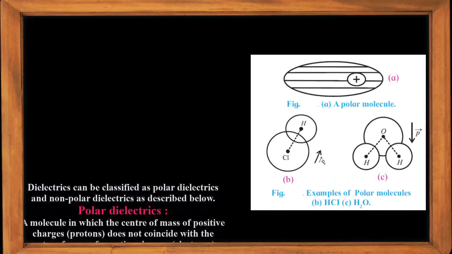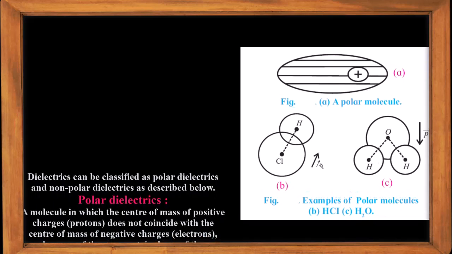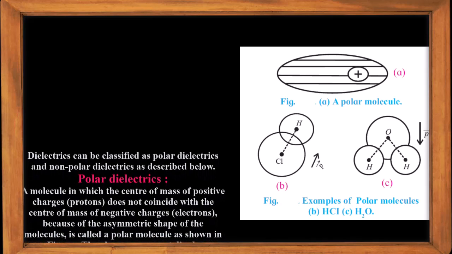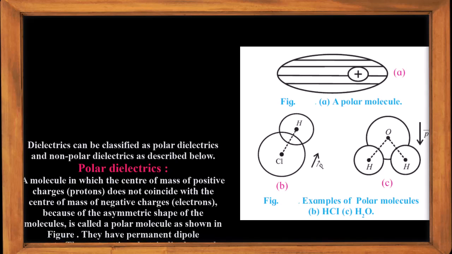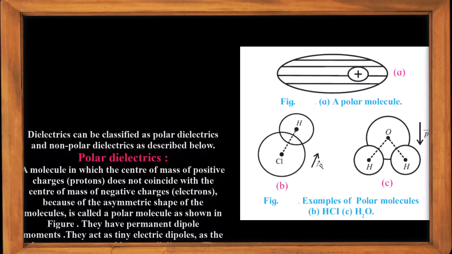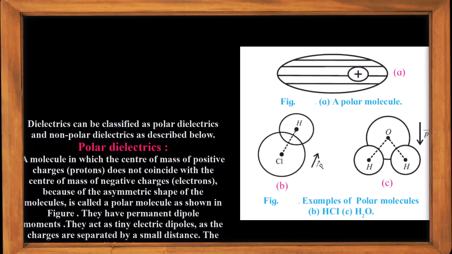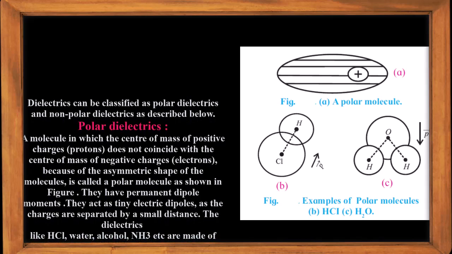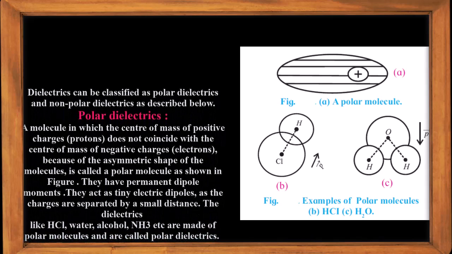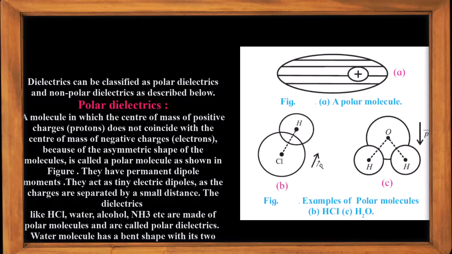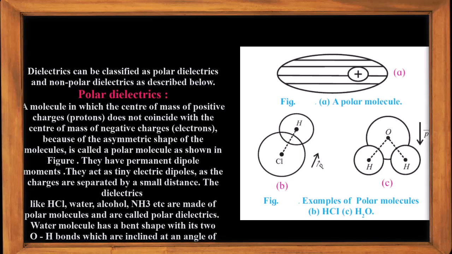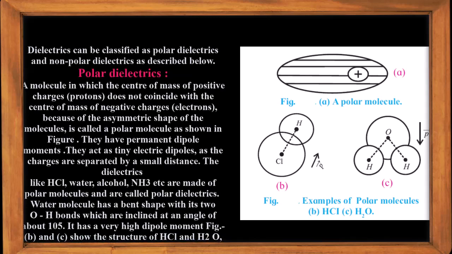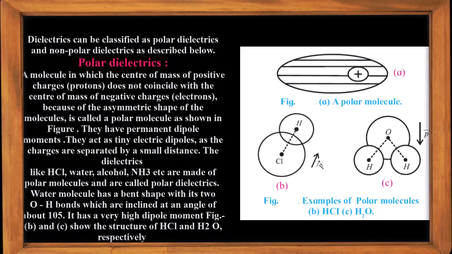Polar dielectrics. A molecule in which the center of mass of positive charges, protons, does not coincide with the center of mass of negative charges, electrons, because of the asymmetric shape of the molecule, is called a polar molecule, as shown in the figure. They have permanent dipole moments. They act as tiny electric dipoles as the charges are separated by a small distance. The dielectrics like HCl, water, alcohol, NH3, etc. are made of polar molecules and are called polar dielectrics.